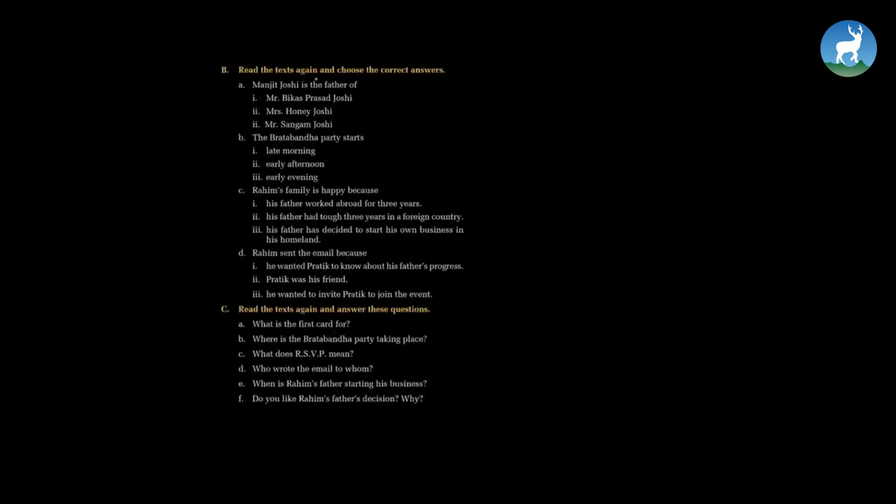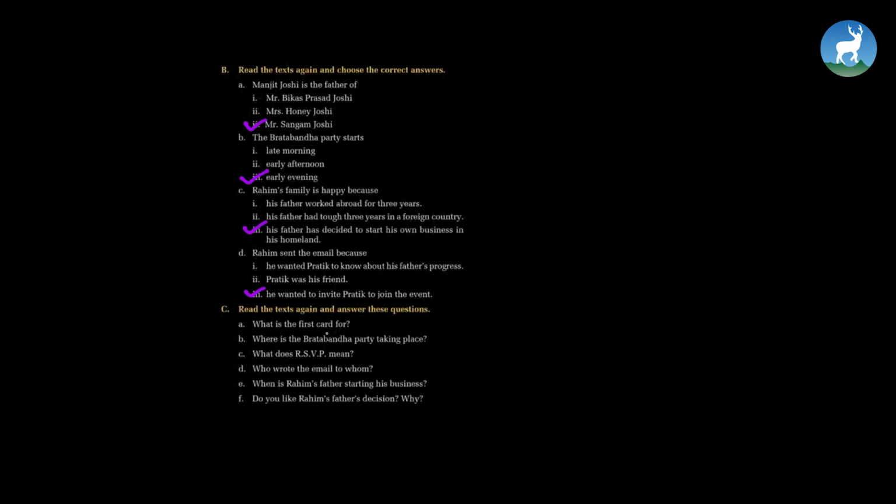Read the texts again and choose the correct answers. Manjit Joshi is the father of Mr. Sangam Joshi. The Bratabandha party starts early evening. Rahim's family is happy because his father has decided to start his own business in his homeland. Rahim sent the email because he wanted to invite Pratik to join the event. Now read the texts again and answer these questions.